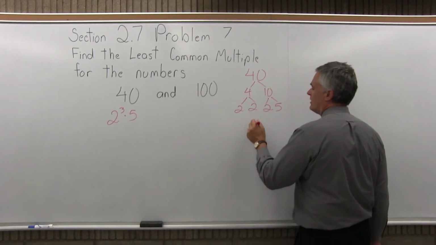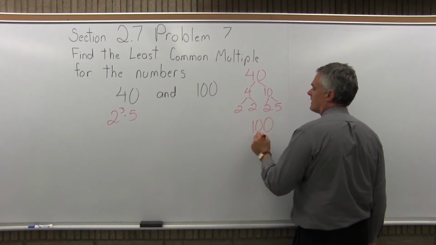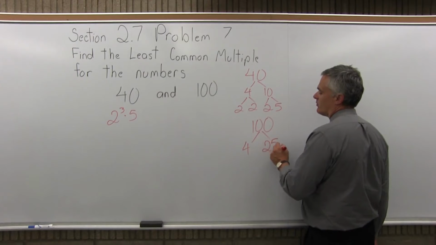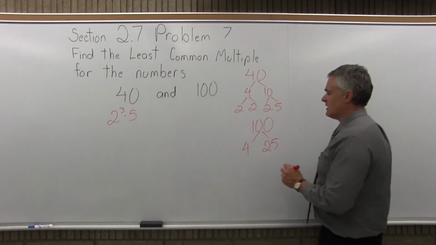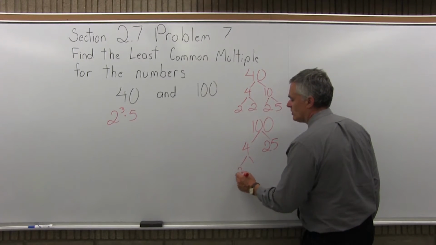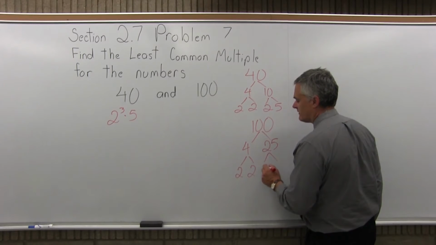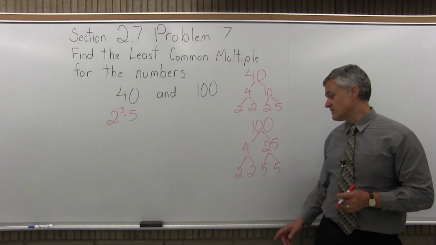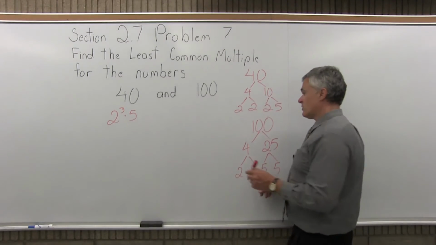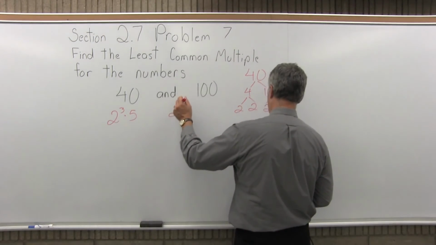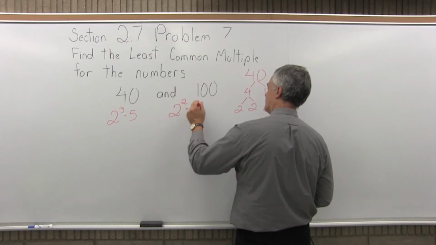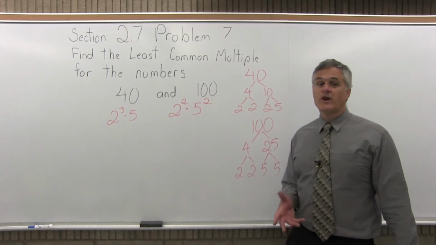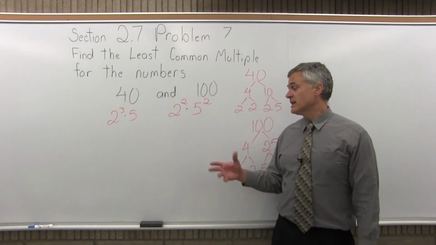And then the 100, there are many ways to start it. We can go with 4 times 25. The 4 splits into 2 times 2. The 25 splits into 5 times 5. And now those are all prime. That's as far as it can split down. So the 100 is 2 to the second times 5 to the second. So now I have the prime factorization for both numbers. That's the first step in the process.